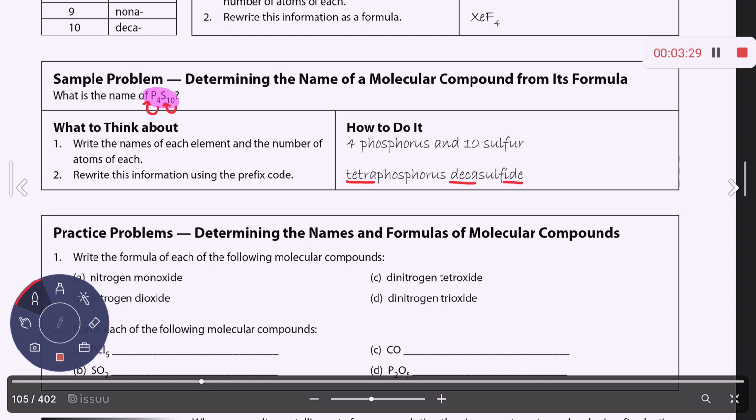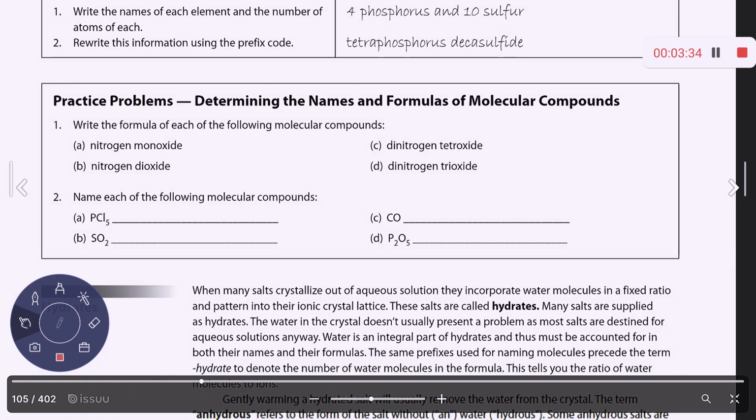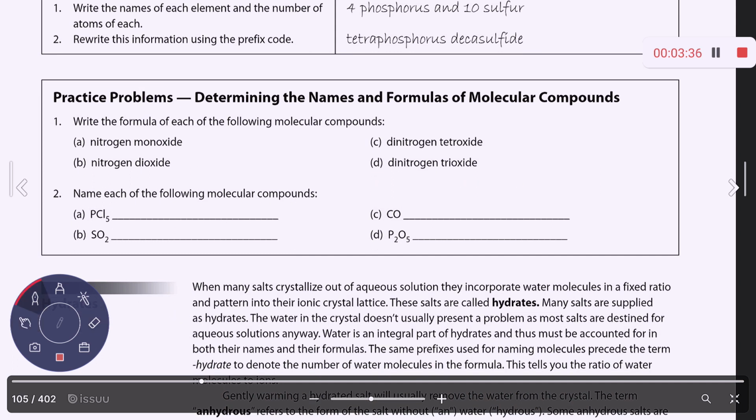Okay, so let's come down to the practice problems. For number one, what would the chemical formula be for nitrogen monoxide? NO. And then the reason why they used mono here is because I had one oxygen. Okay. Otherwise we will never use it. For B, I have nitrogen dioxide. What would that chemical formula be? NO2. Okay.